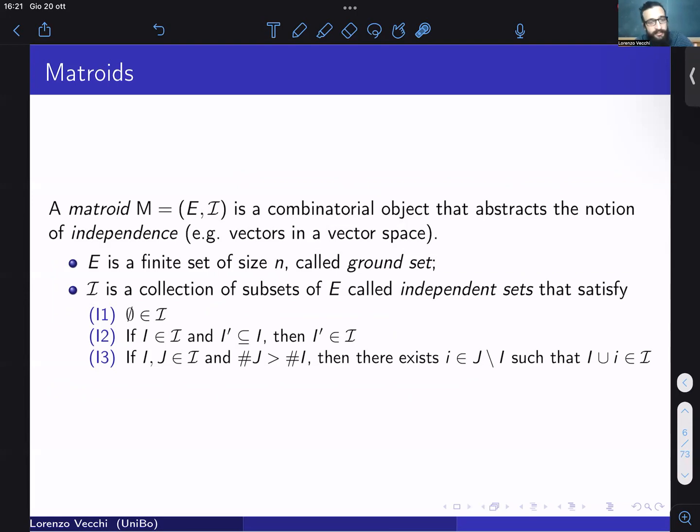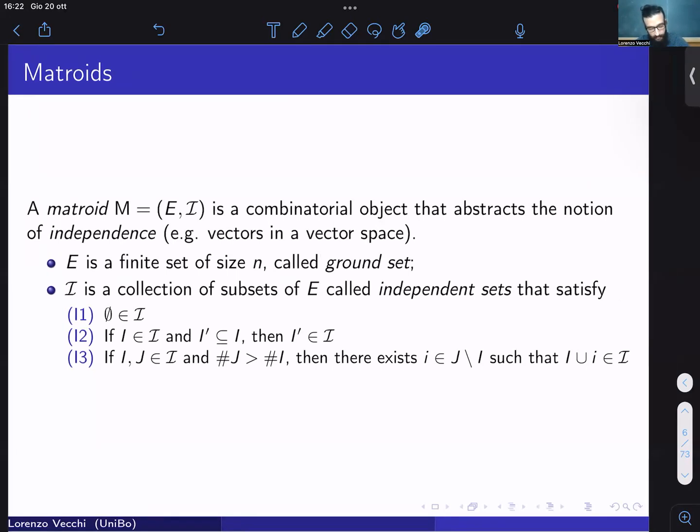The empty set is always independent. Then we have a monotonicity property: every subset of an independent set is independent. And then what we call the augmentation property: whenever I start with two independent sets and I know that one is bigger than the other, I can always find an element from the bigger one, add it to the smaller independent set, and I still get something that is independent. So this is the definition of matroids, and lists of vectors are an example of matroids.